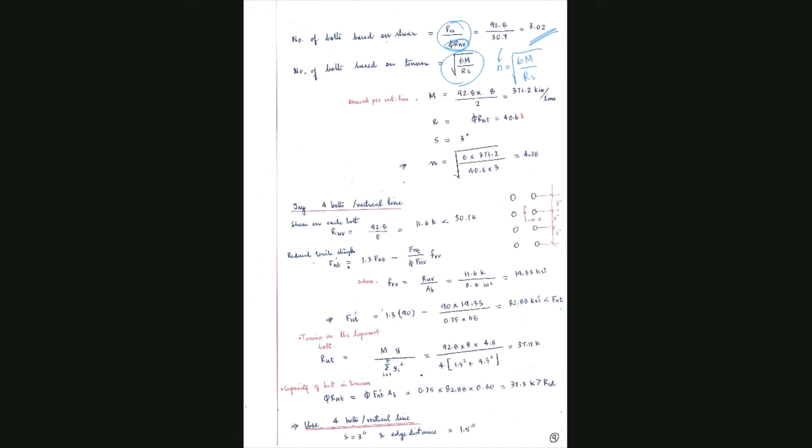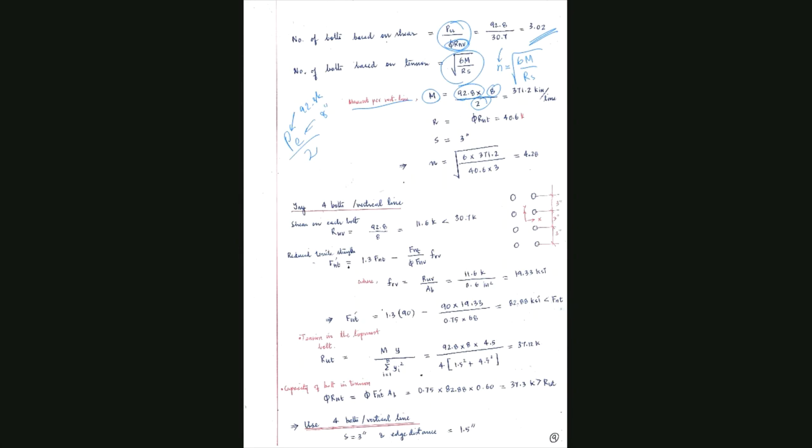Now the moment is what? P times E. The P, that is PU, is 92.8 kips and the value of E is 8 inch. And the number of shear planes, the number of lines of bolts we have in the problem, is 2. So 92.8 times 8 divided by 2. So we have 371.2 kip inch per line.